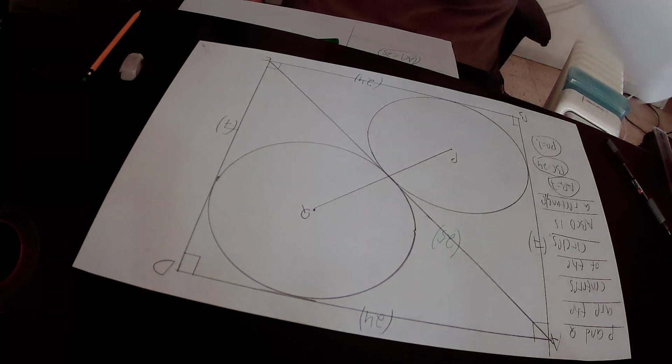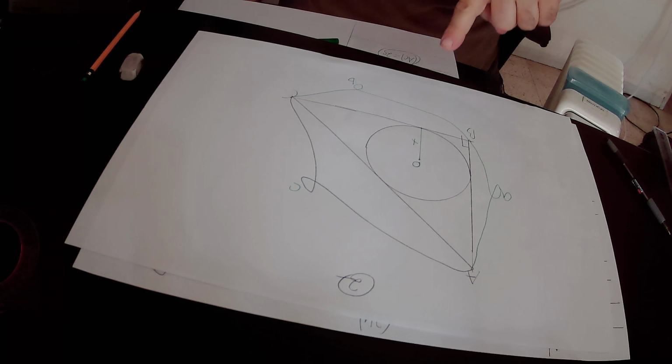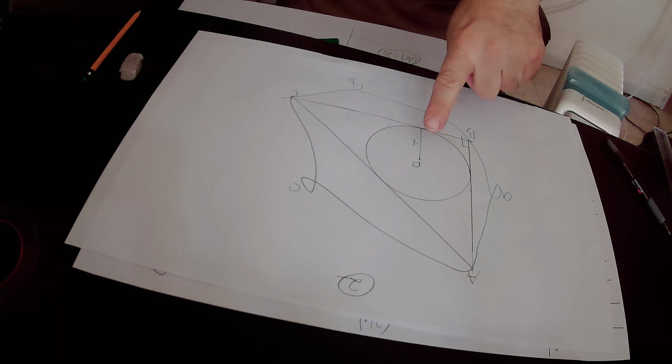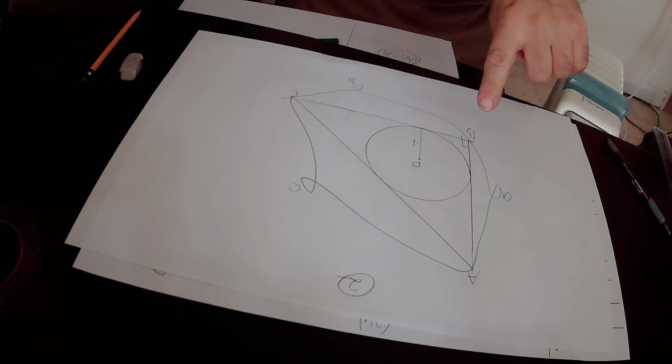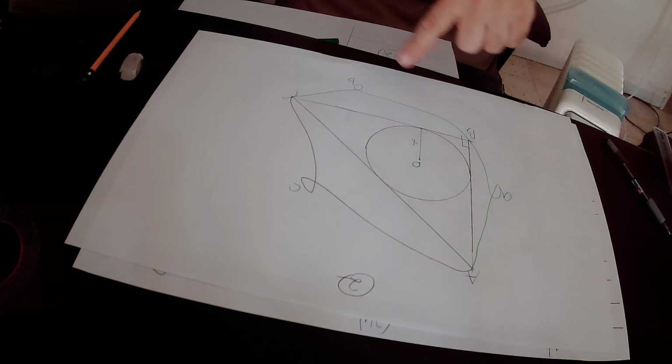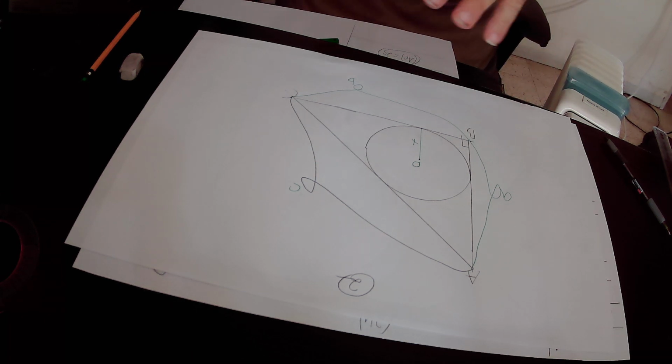So here we have the right triangle ABC that blocks this circle. We define the radius of this circle as x. And now we will try to find a general formula that will help us find the radius of this circle that is blocked by the right triangle ABC, only by knowing the side lengths of this right triangle that blocks the circle.